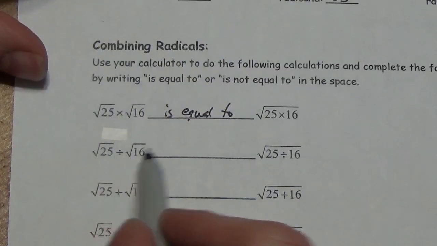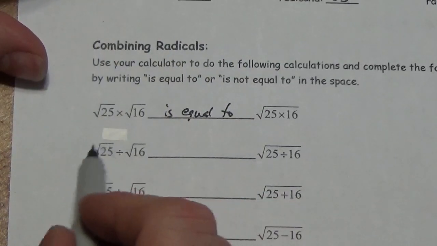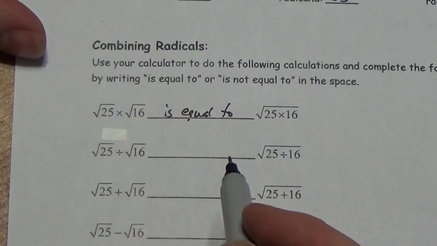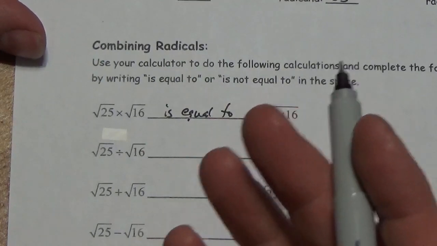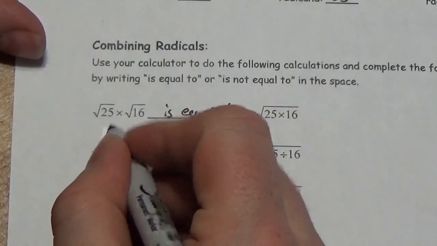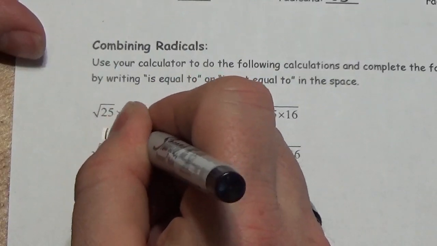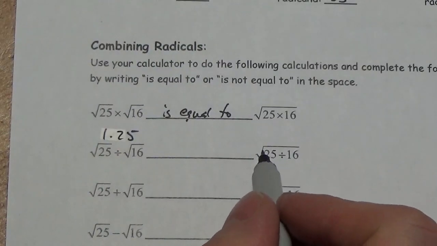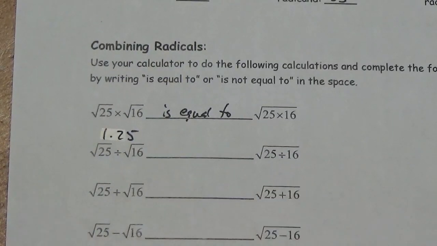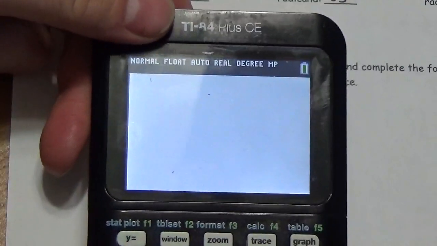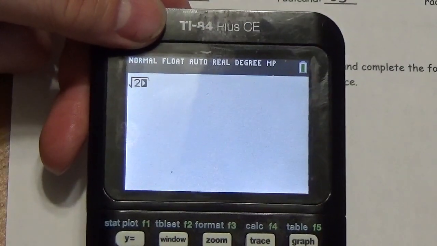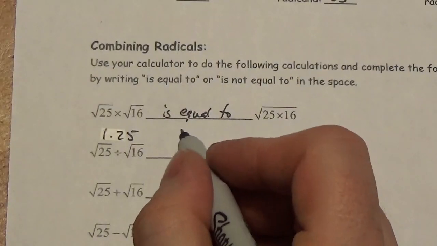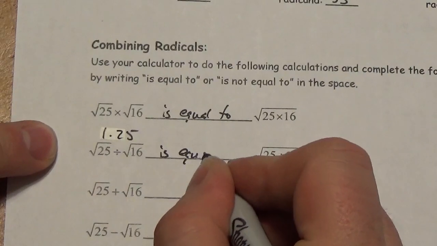Root 25 divided by root 16. Well, I know that root 25 is going to be 5, and I know that root 16 is going to be 4. And 5 divided by 4 is 1, oops, 1.25. 1 and a quarter, if you want to think of it like that. Well, 25 divided by 16, if I go to my calculator here and take the square root of that, the square root of 25 divided by 16, I get 1.25. So these are equal to each other.